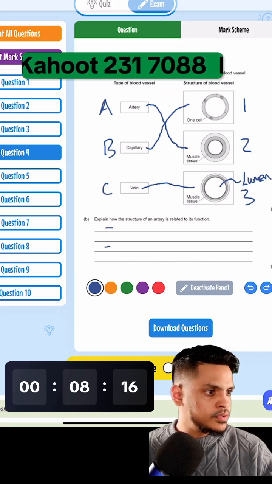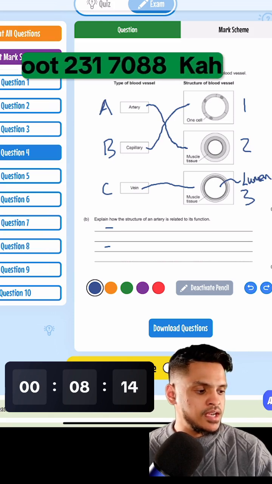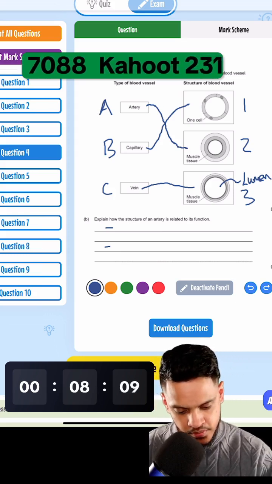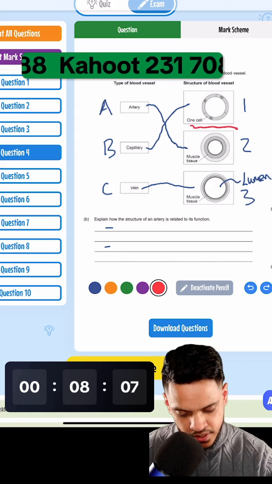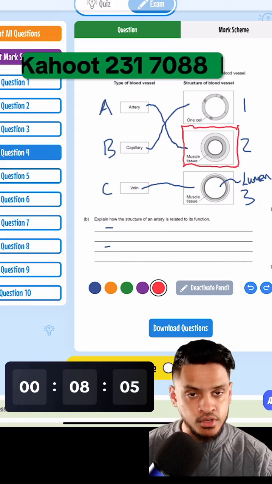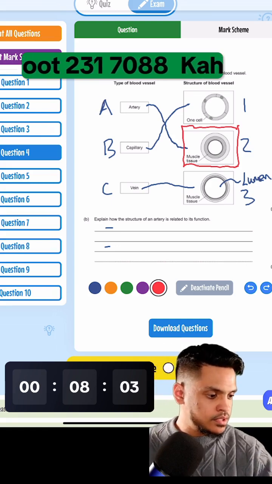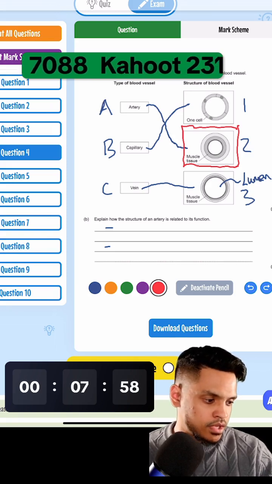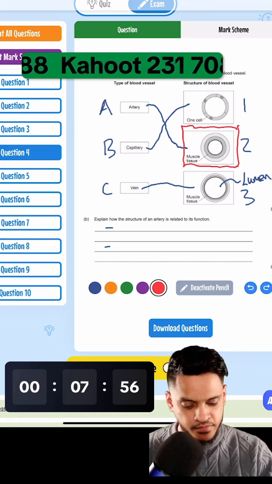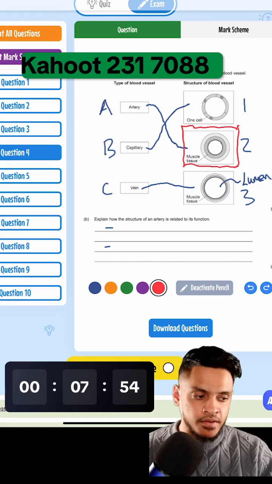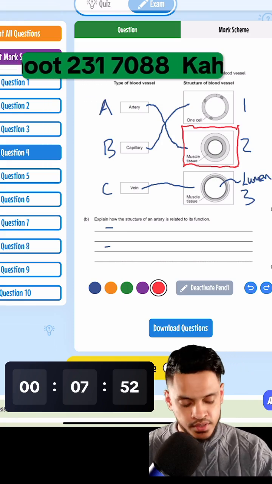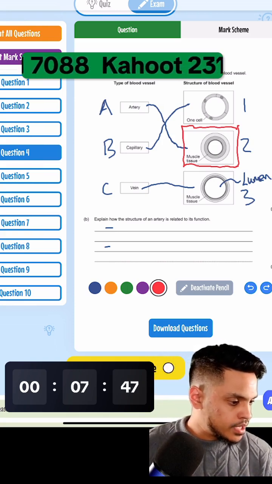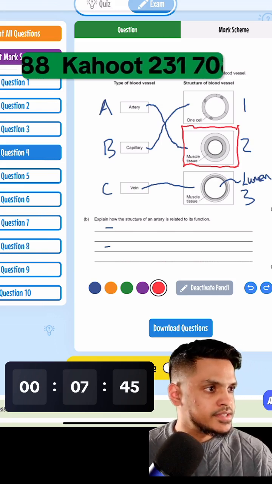Large lumen. I wouldn't say it's a large lumen. It's actually a smaller lumen. The artery. Remember, the artery is the second one. It's this one here. It's a smaller lumen. Remember, the lumen's the gap in the middle. Carries at lower pressure. No, artery doesn't carry at lower pressure, Matilda. I think you're getting confused between an artery and a vein. A vein carries it at low pressure. An artery carries it at high pressure. Okay. Thick elastic walls. Yes, I would say that.